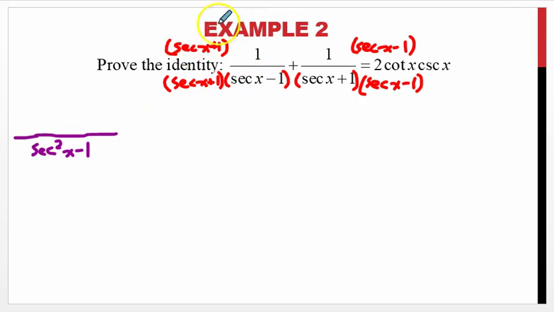But on top, I need to do 1 times secant of x plus 1. And for the other fraction, I have 1 times secant of x minus 1. And it was a plus in between the fractions, so make sure you don't forget that sign in there.